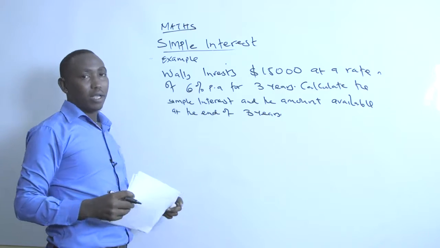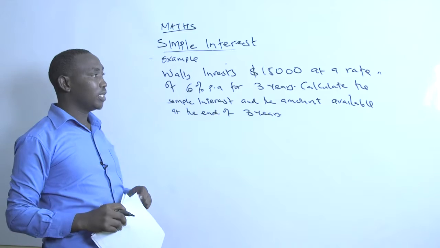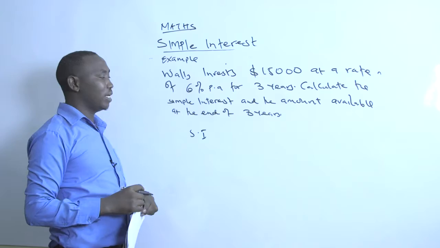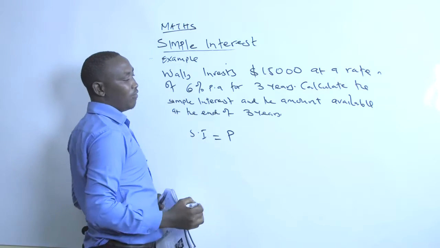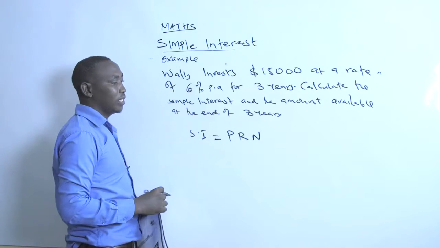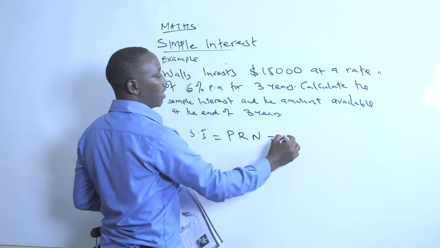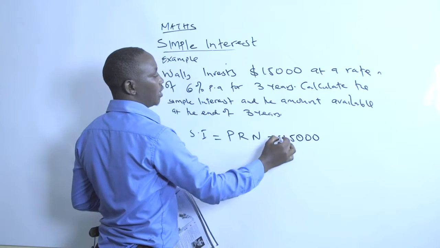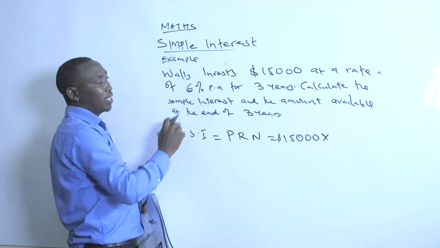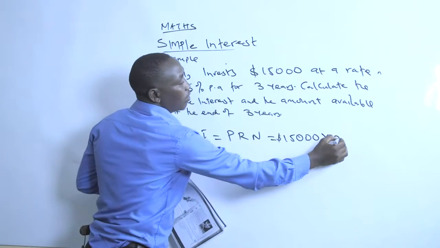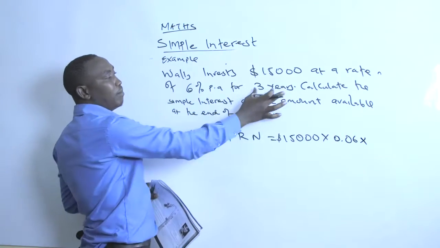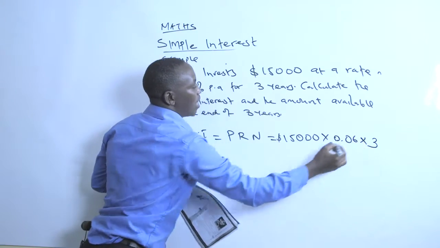Now again, because we are talking of simple interest, the interest that will accrue on the $15,000 will be given by principal multiplied by the rate multiplied by n, which is the period. This will be $15,000 multiplied by the rate as a decimal. 6% as a decimal will be 0.06, multiplied by the time, which is 3 years, so we multiply by 3.